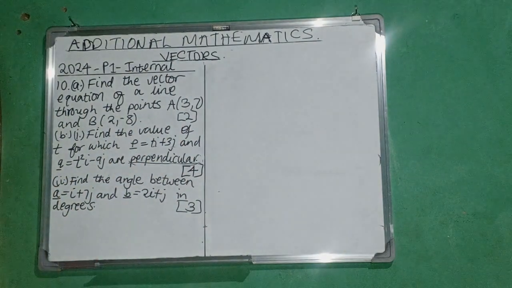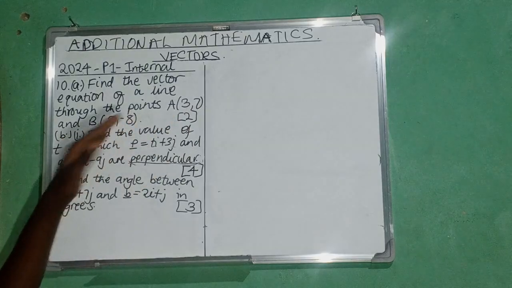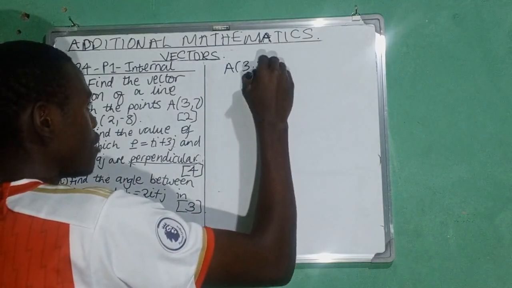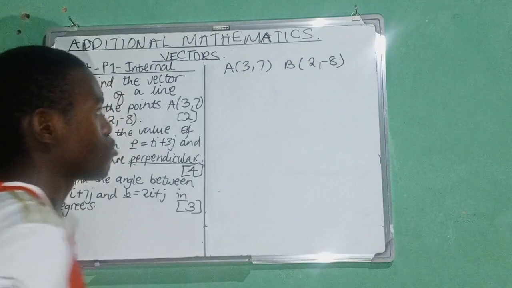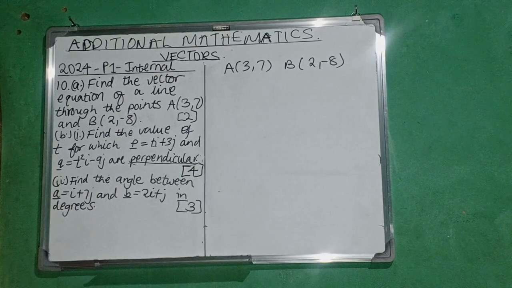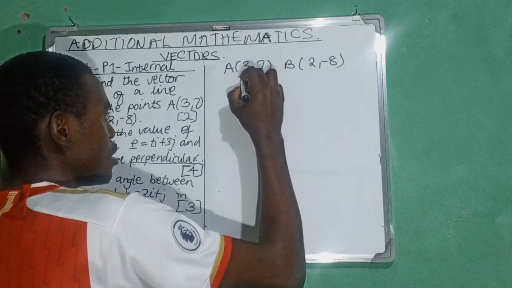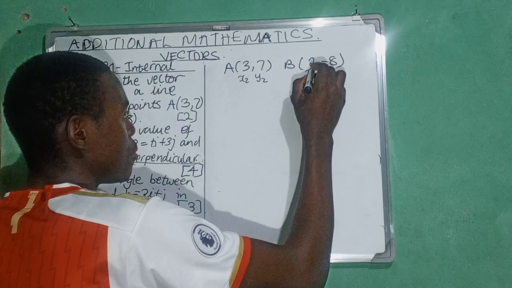The question reads: find the vector equation of a line through the points A, which is (3, 7), and B, which is (2, negative 8). They want us to find the vector equation of a line through these two particular points. The first thing we need to do is find the gradient. The gradient means the slope. So to answer, we just need to name the coordinates.